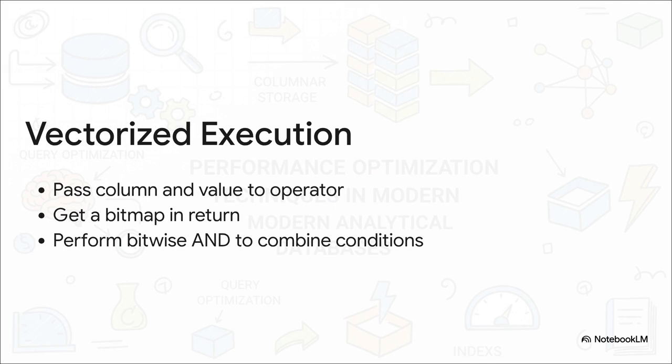Let's say you want to find all the sales where the product is bananas and the store is store number 3. First, you pass the entire batch of the product column and the value bananas to a predefined equality operator. Instead of checking row 1, then row 2, the operator processes the entire batch all at once and returns a simple bitmap. Basically, just a string of ones and zeros where a 1 means, yep, this row matches bananas.